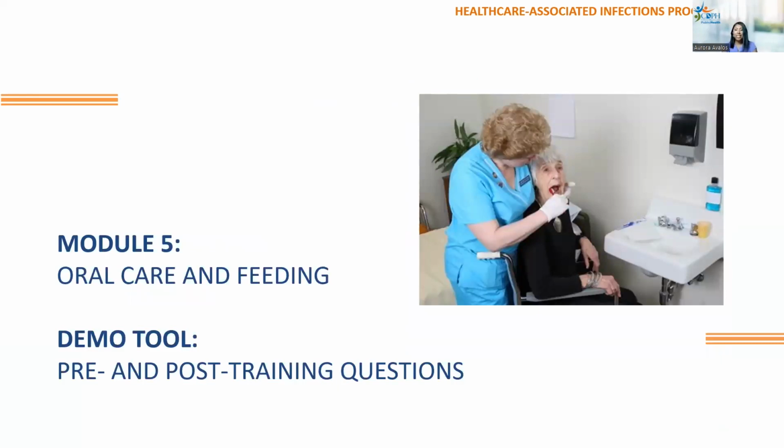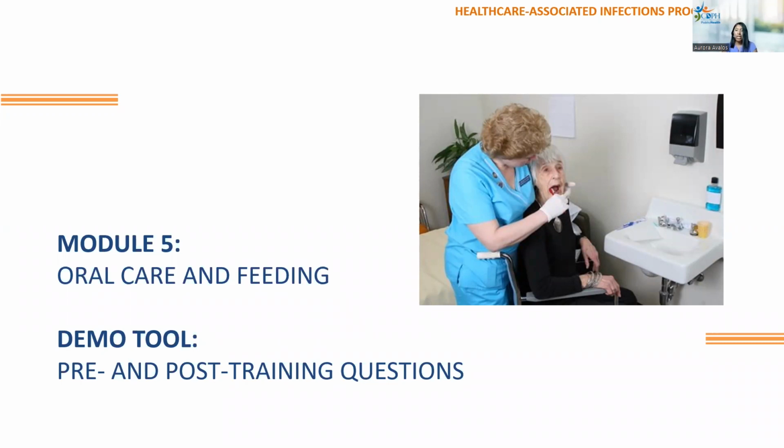Module 5 reviews key IPC practices when providing oral care and feeding residents. It also discusses the role of good oral hygiene and proper feeding techniques to prevent the spread of common oral health problems and infections. Each module includes a pre and post training questions file and an answer key that you can use to enhance your staff learning.